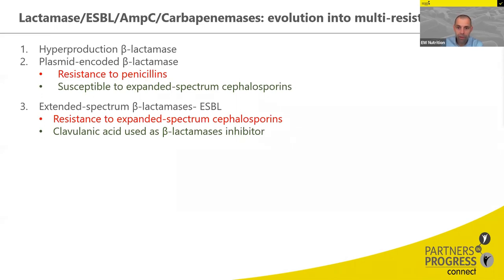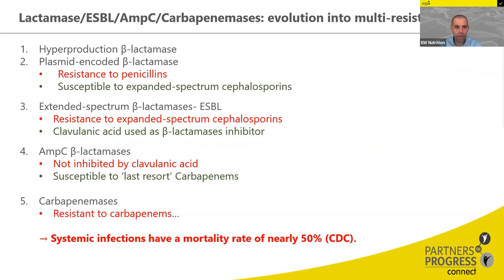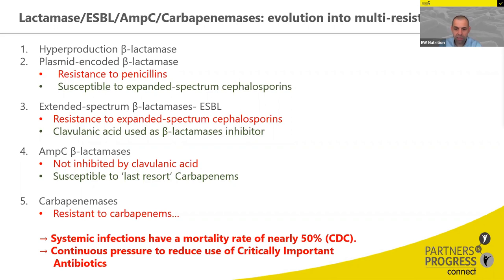But then extended spectrum beta-lactamases occurred. They are enzymes breaking down antibiotics, leading to resistance against these extended spectrum cephalosporins. But luckily, clavulanic acid could be used to block the enzyme. So by using the combination, susceptibility was recovered until AmpC beta-lactamases appeared. They were no longer inhibited by clavulanic acid, leaving carbapenems as the last resort antibiotic. Now the rat race continued, and finally, carbapenemases started to appear.